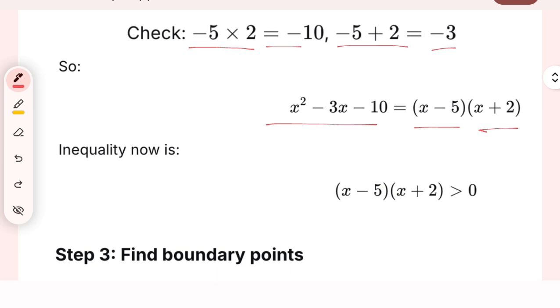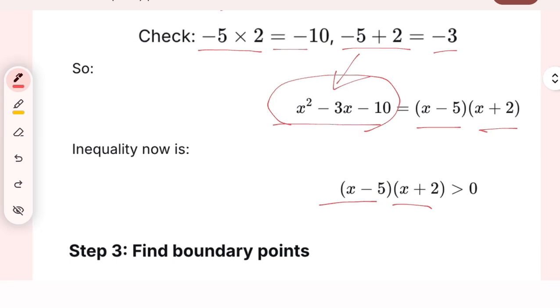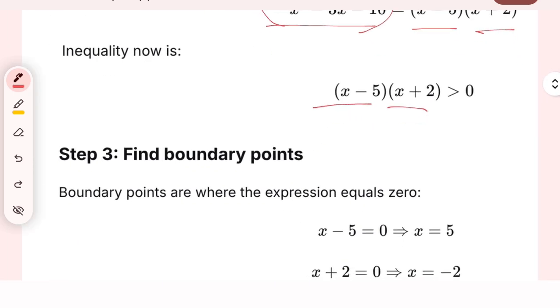We simply change this into the factors: x minus 5 and x plus 2 greater than 0. We already factored this, so we change it to x minus 5 times x plus 2 greater than 0. So what would be the next step now? Now that we have factored it, it looks like this.